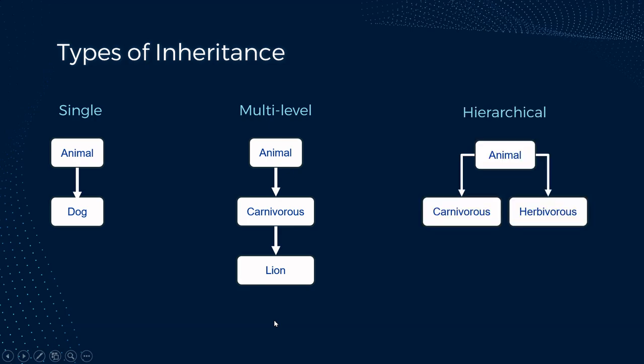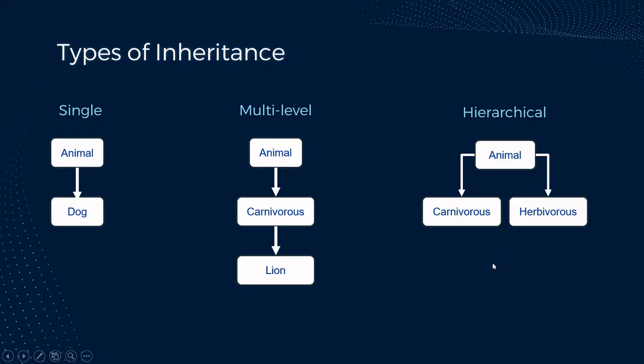Now let's look at the next one, that is the hierarchical. And here one base class can have multiple child classes. In this example we have Animal and it has two children here, that is the Carnivorous and Herbivorous. And again this Carnivorous can have multiple classes, and the Herbivorous also.